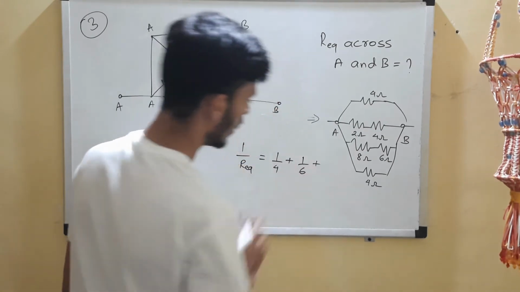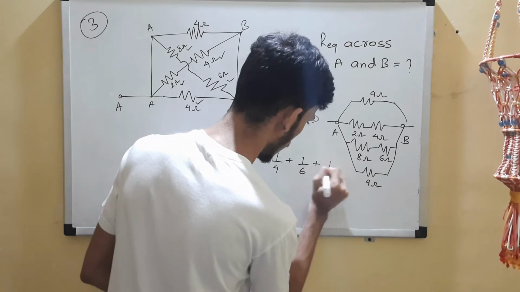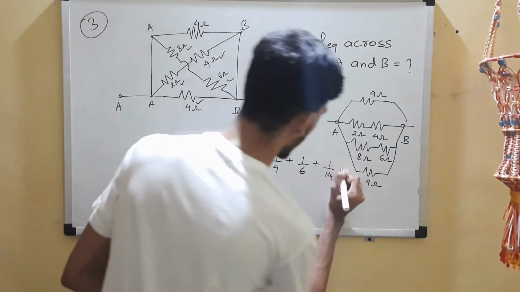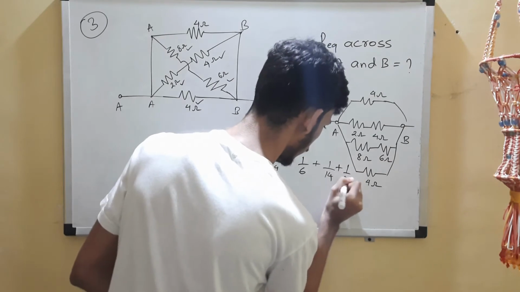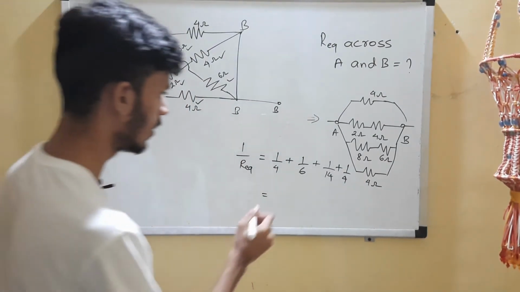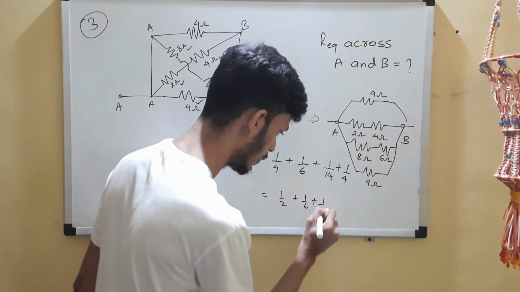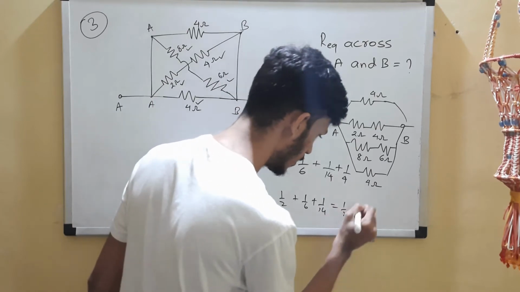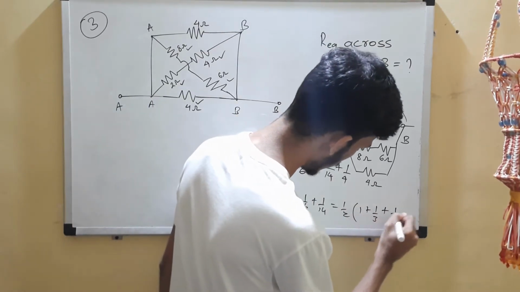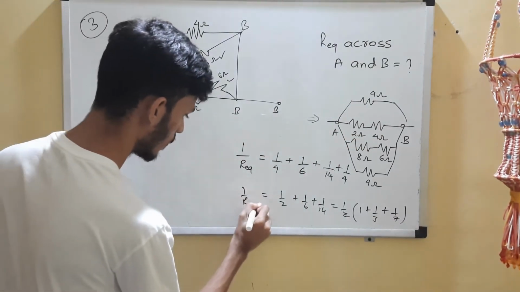So using the parallel combination formula, 8 plus 6, that is 14. So again, add its reciprocal, plus 1 by 4, right? So 1 by 4, 1 by 4, that is half. Okay, so half plus 1 by 6 plus 1 by 14. You can take half common: 1 plus 1 by 3 plus 1 by 7. Okay, you are just supposed to solve it now.